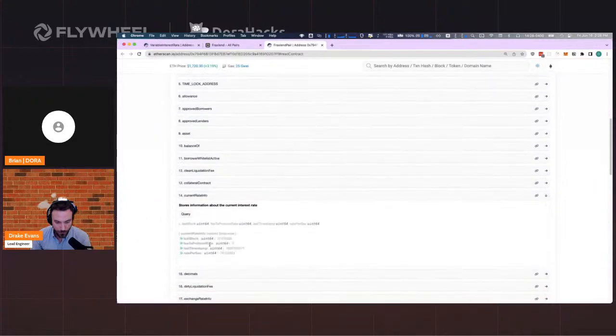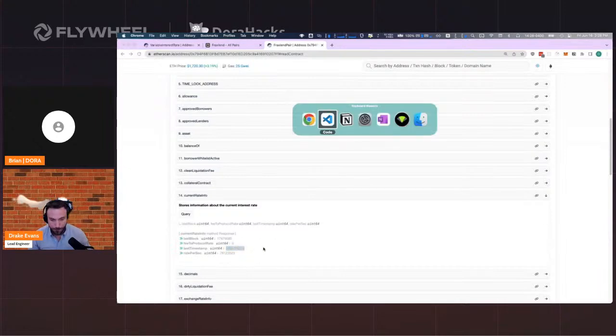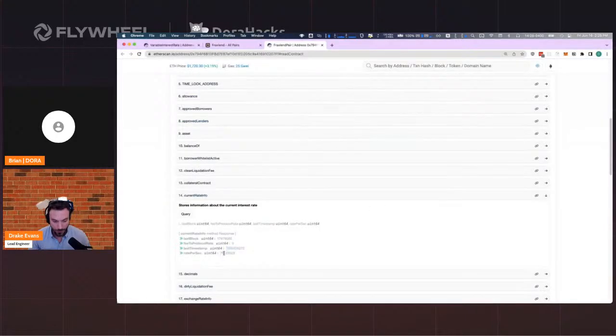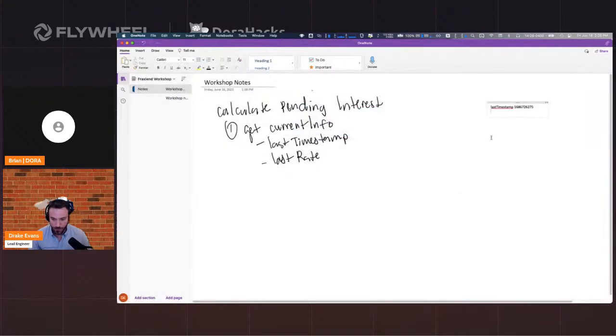We'll query that, and we see the last timestamp is given in seconds. So we'll put this over here. And we'll look now for the rate per second. Again, all of this data is going to be stale, but we will jot it down. Okay, the next step is going to be to get the new rate.